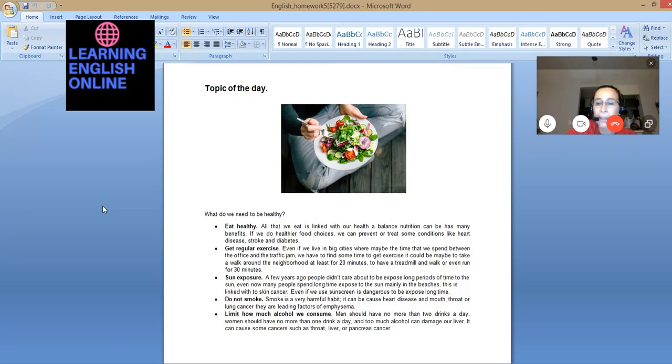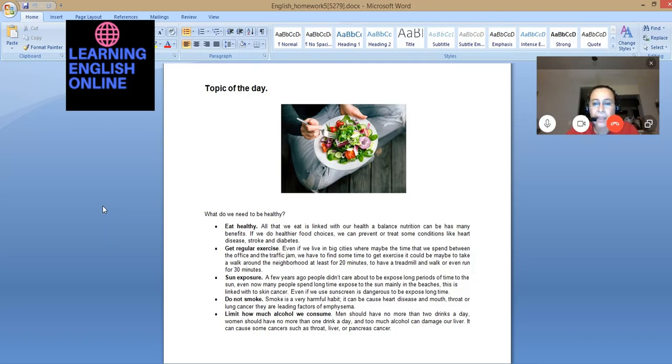A balanced nutrition can be has many benefits. Don't write like that. Actually, all that we eat is linked with our health. Full stop. There should be a full stop, and then you should say a balanced, with a capital A. A balanced nutrition has many benefits. Has or have? Has.